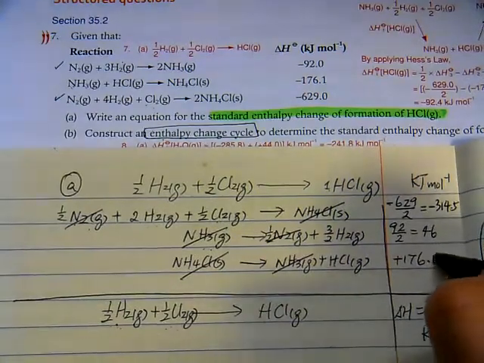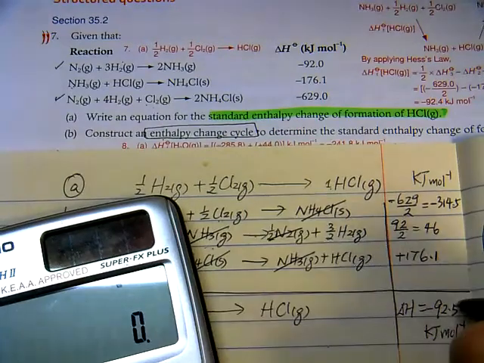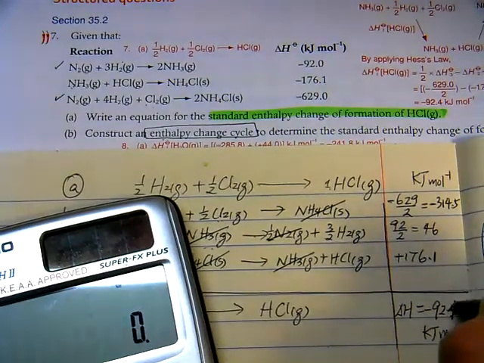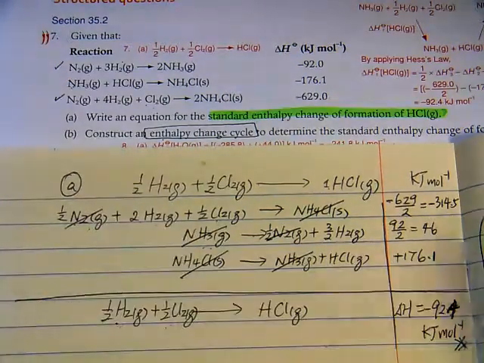It's wrong. I missed the decimal places. So it should be negative 92.4 kilojoule per mole. Okay.